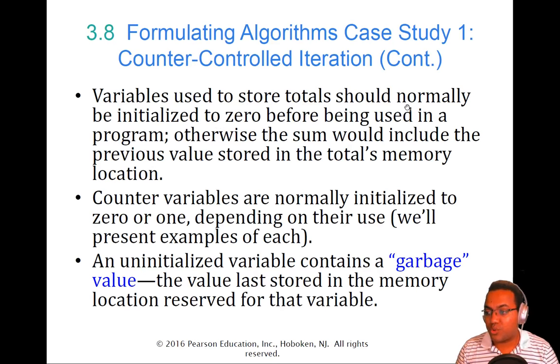Variables used to store totals should normally be initialized to 0 before being used in a program. Null, 0, whatever the case may be. Counter variables are usually initialized to 0 or 1, 0. Everything in computer science starts at 0. Always.